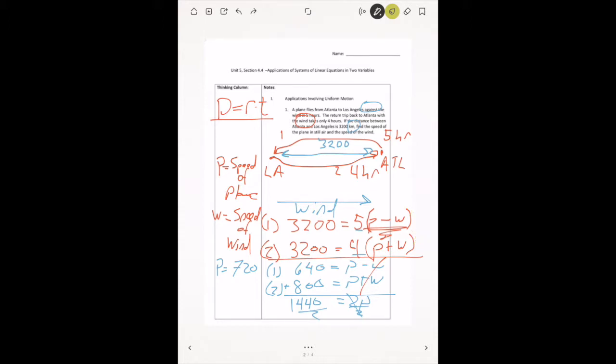Why don't I try plugging p into one of these equations? Because these are the same thing as this. We just simplified it. This pair of equations are the exact same. It's the exact same system. We just simplified it a little bit.